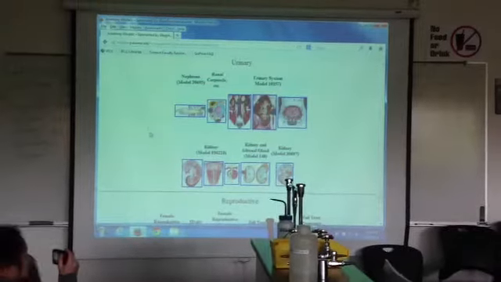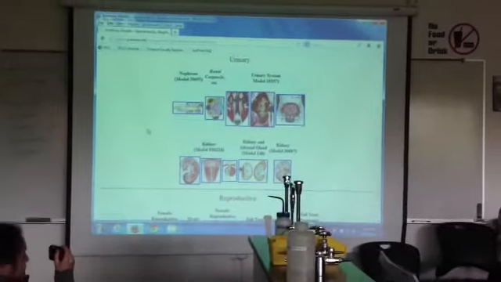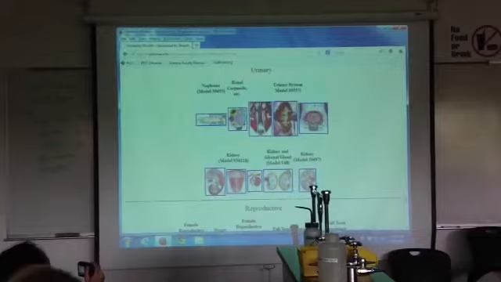Walk through some of the bigger kidney stuff and a little bit of histology for you, because I know you love that stuff. Let's go through the kidney. Start big and small.